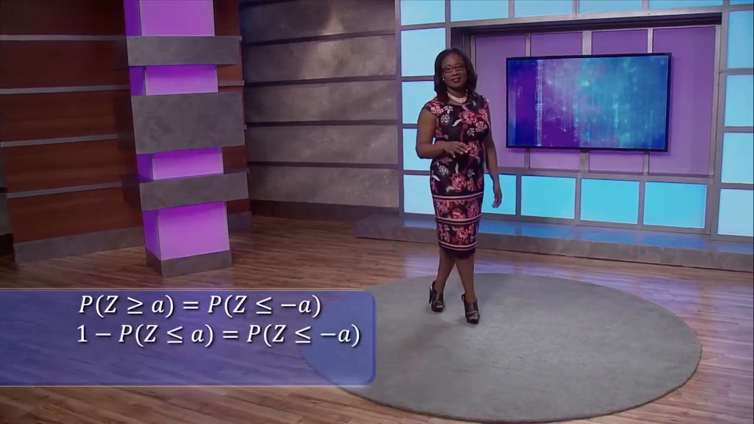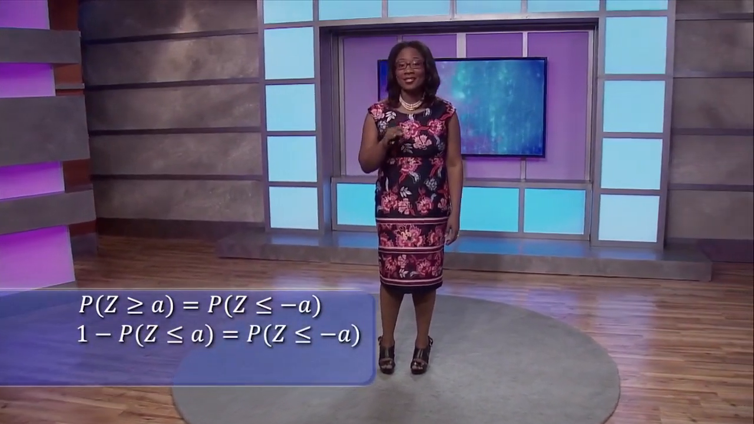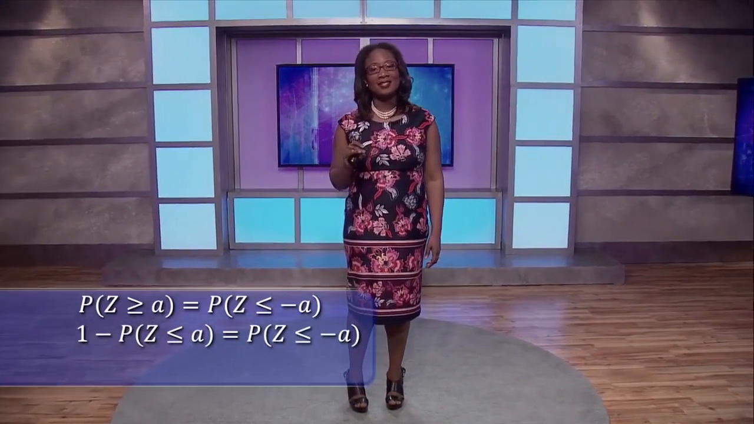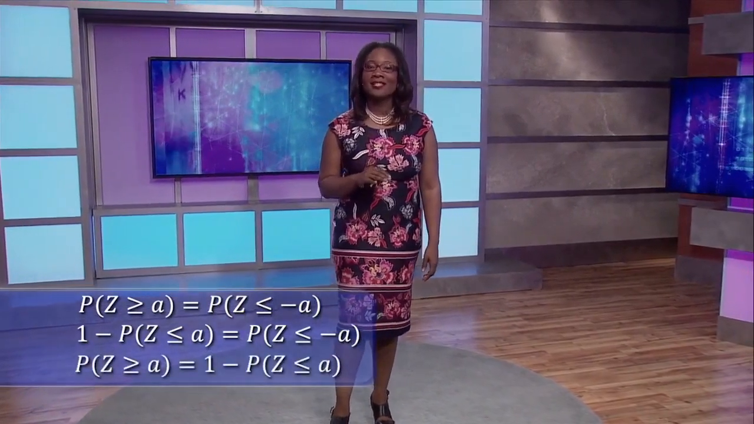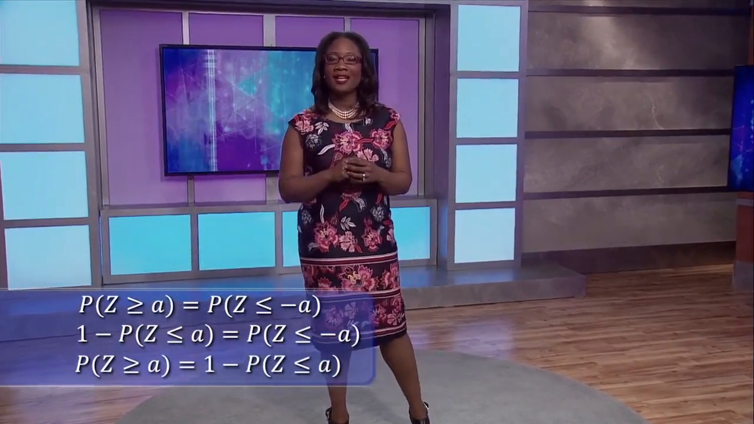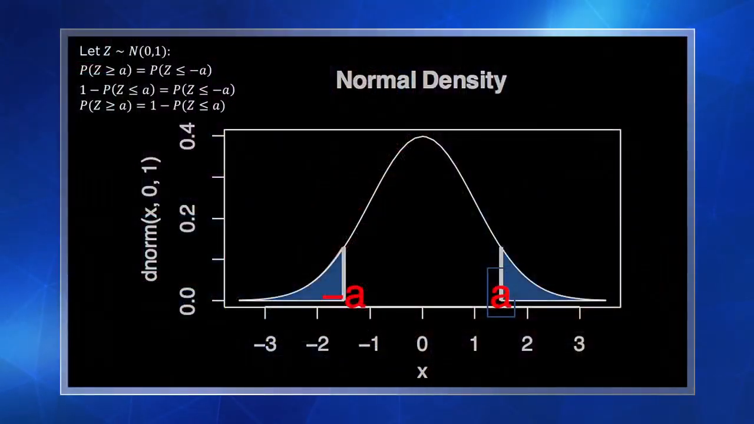Another way to write that is this: 1 minus the probability that z is less than or equal to a is equal to the probability that z is less than or equal to -a. And the last property I wanted to show you, the probability that z is greater than or equal to a is 1 minus the probability that z is less than or equal to a. We can see those here on this graph.